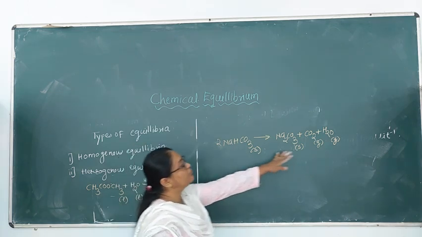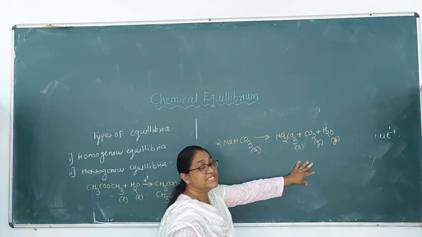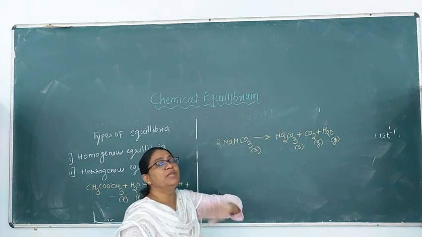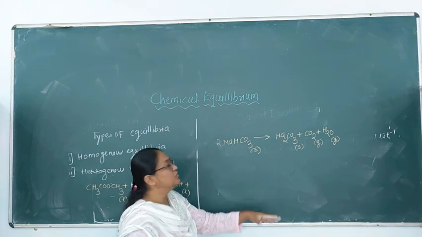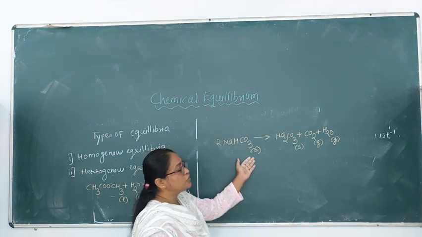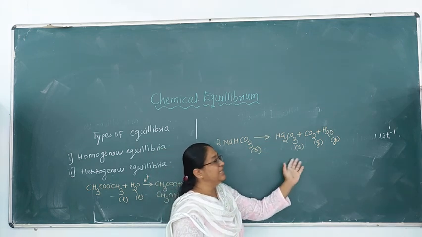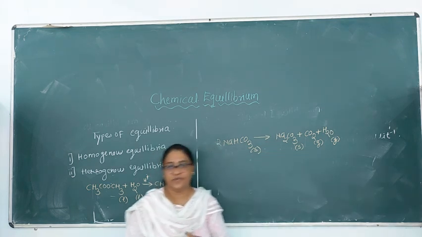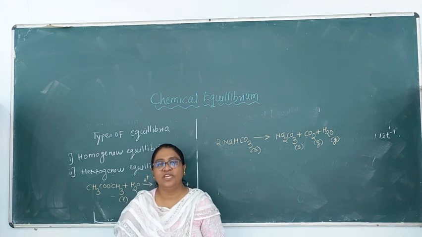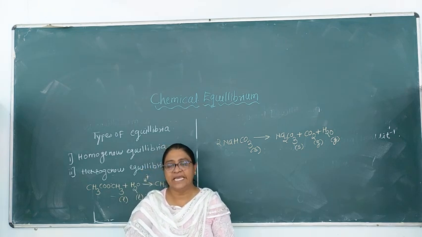When the reactant and the products are not in the same phase, such equilibrium reactions are called heterogeneous equilibria. Here the reactant is in the solid phase, while the products are in the solid and gaseous phases. So these were the types of equilibria. The rest of the matter we will take next time.